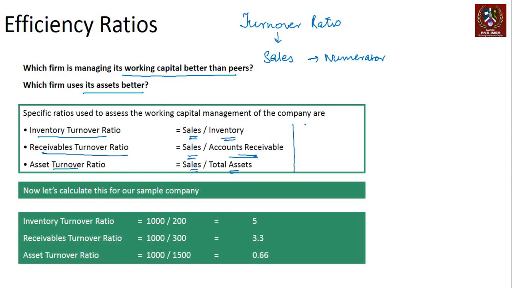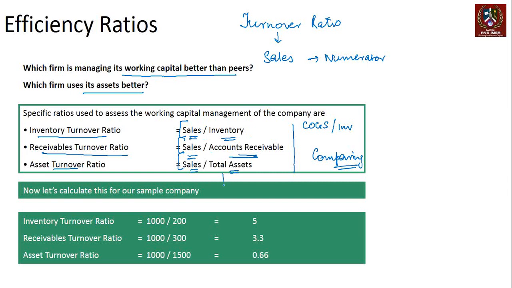Now, some of these definitions in textbooks are cost of goods sold by inventory, for example, inventory turnover ratio. We will look at the implication of using sales in this. Why is using sales more important or better, especially when you are comparing companies? Especially when you are comparing companies, it is better to use sales in all turnover ratios.